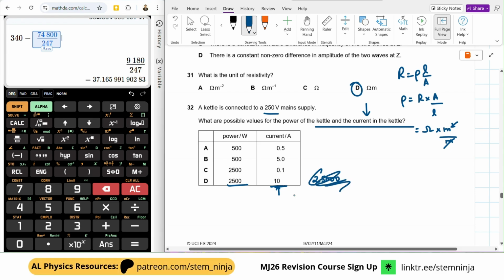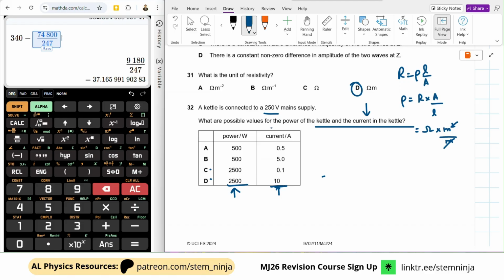Oh, sorry, my bad. This is the 2500, so the 2.5 kilowatt. The tie is between these two, so kettles are heating devices, so they have high current. So D would be the right answer.